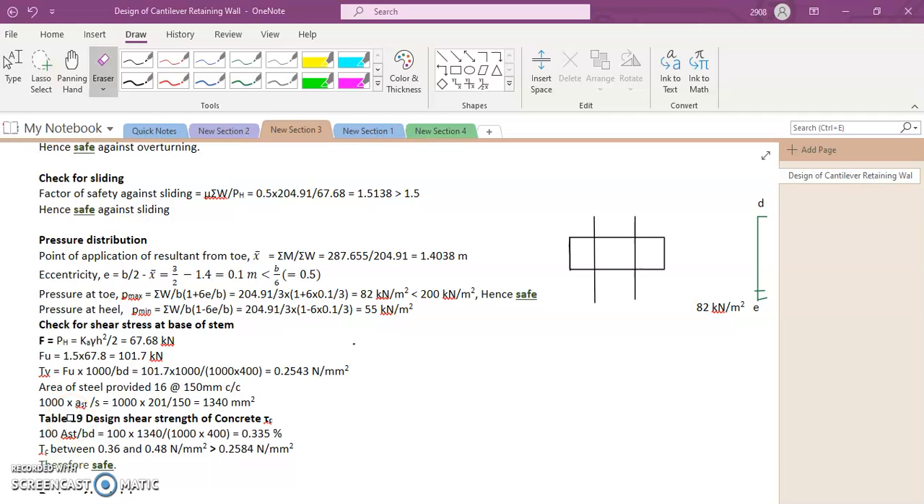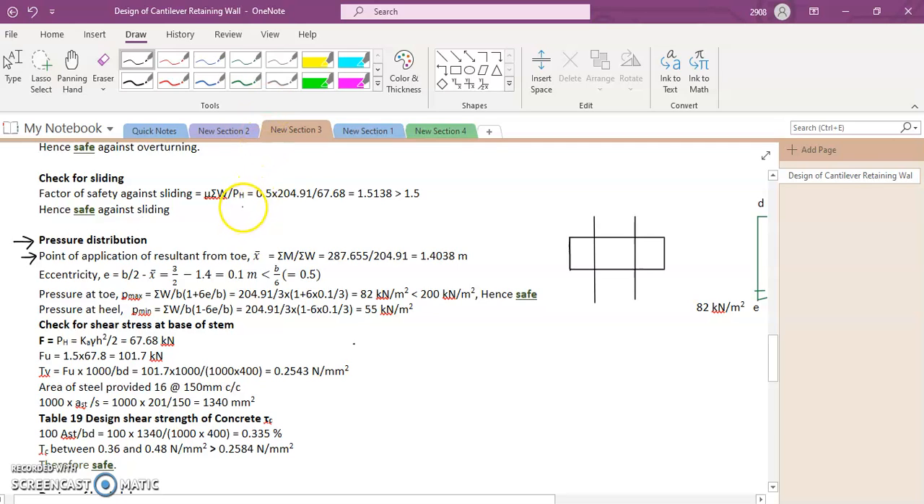After ensuring that the retaining wall is safe in overturning and sliding, we will now calculate the pressure distribution at the bottom of the base slab. So we know that the retaining wall is subjected to a number of downward forces like the weight of the stem, the weight of the base slab and the weight of the soil, and it is also subjected to a horizontal force due to the soil that is retained.